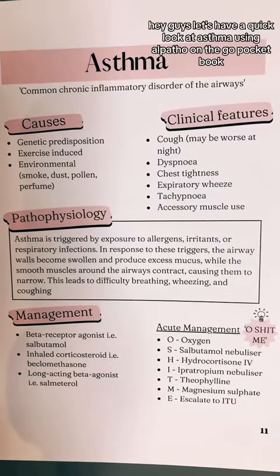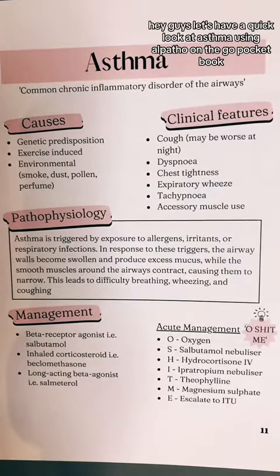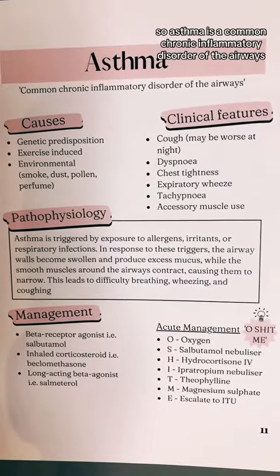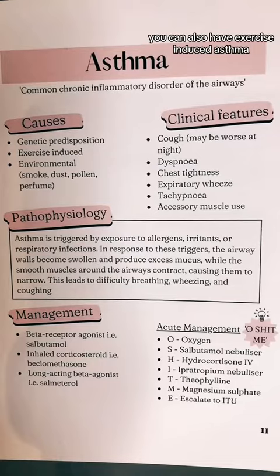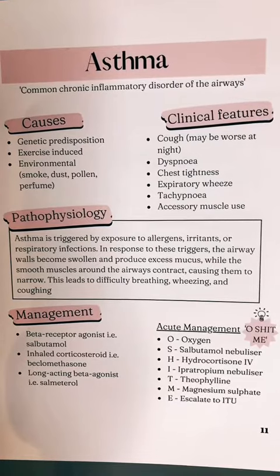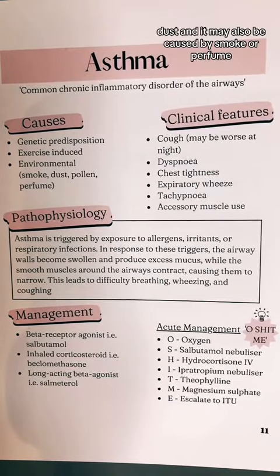Hey guys, let's have a quick look at asthma using our Patho on the Go pocketbook. So asthma is a common chronic inflammatory disorder of the airways, and it can be caused by genetics. You can also have exercise-induced asthma, and it could be triggered by allergens such as pollen, dust, and it may also be caused by smoke or perfume.